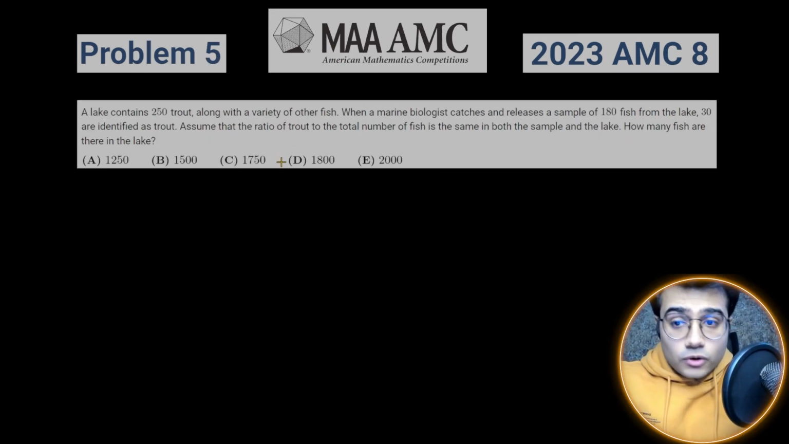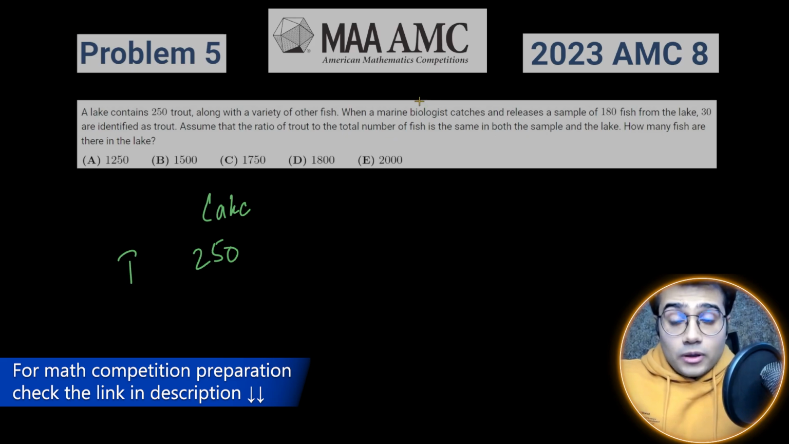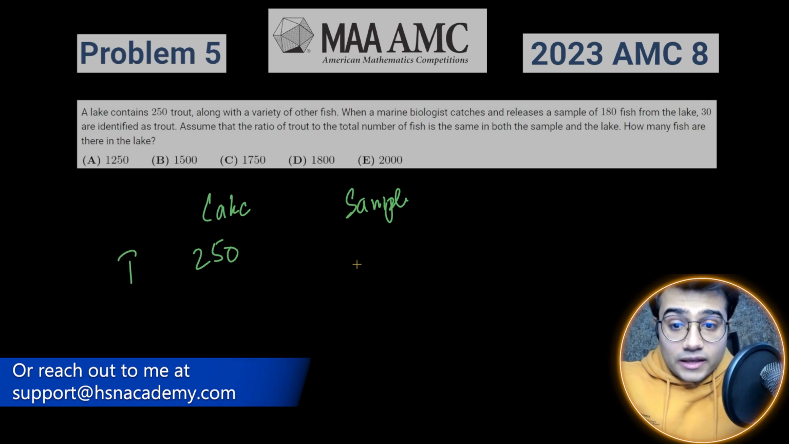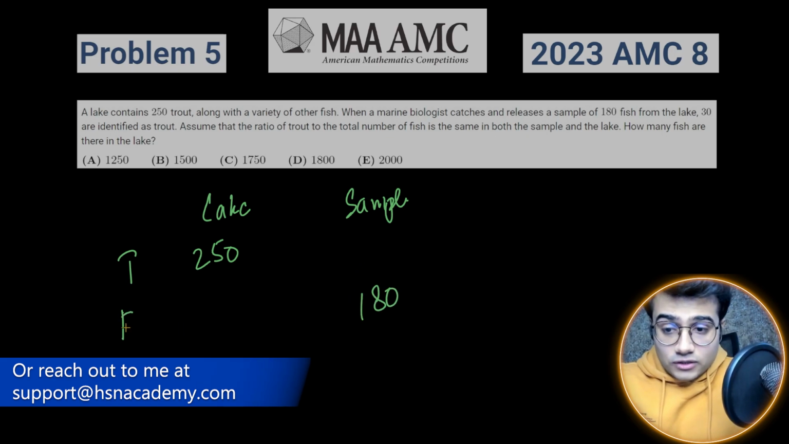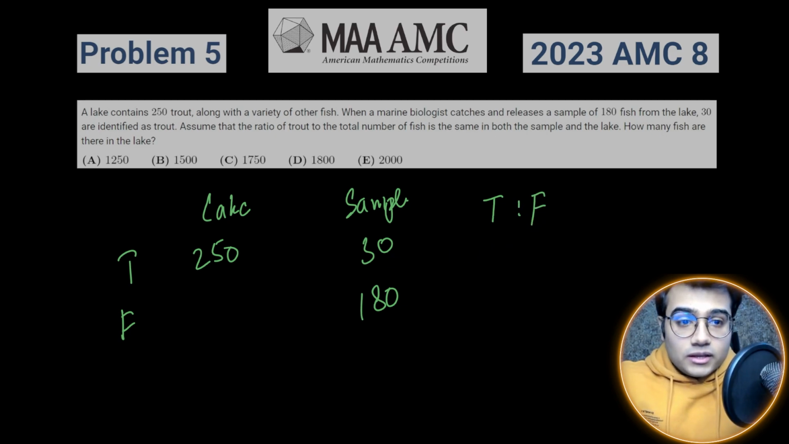Okay, so in this problem, there is a lake which has 250 trout. Now, a biologist catches a sample of 180 fish in total, so that's the fish. And out of those, 30 of them were the trout fish. Now they're saying if the ratio of the trout to the total number of fish is the same for the lake and the sample, then how many fish are there going to be in the lake?